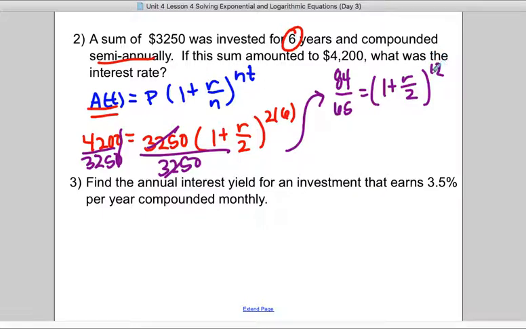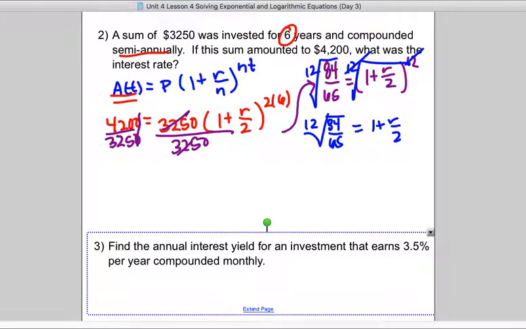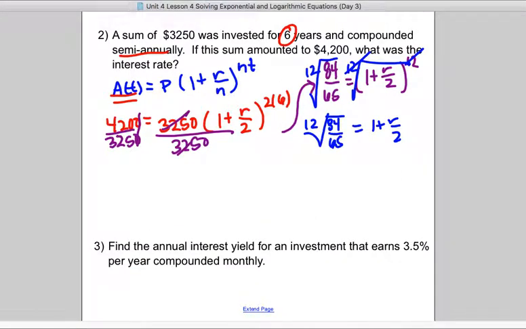Now in order to get rid of this 12th, we take the 12th root on both sides. So we have the 12th root of 84 over 65 is equal to 1 plus r over 2. I would then subtract 1 from both sides. 84 over 65 minus 1 equals r over 2, and then times both sides by 2 to get our rate.